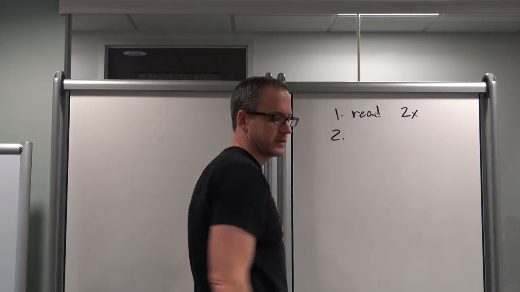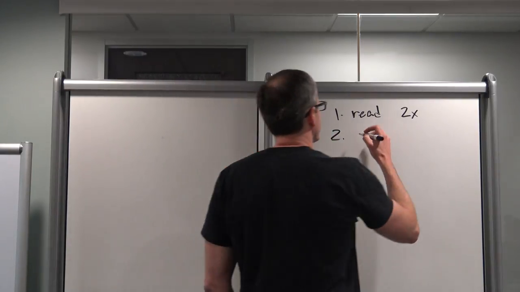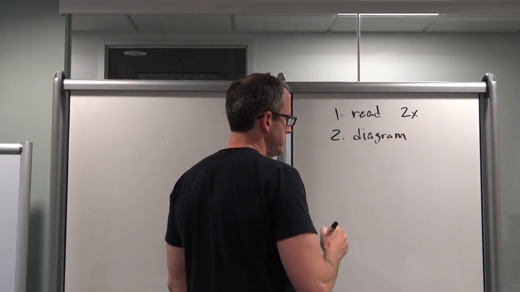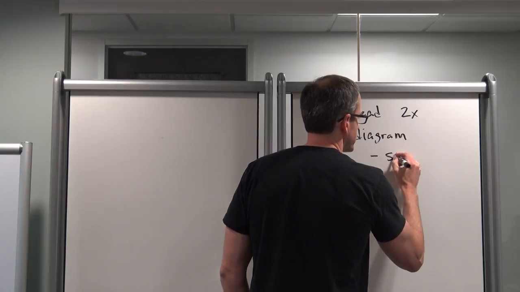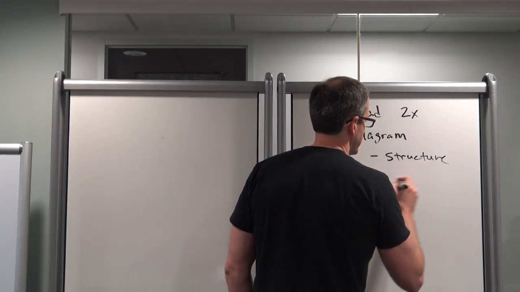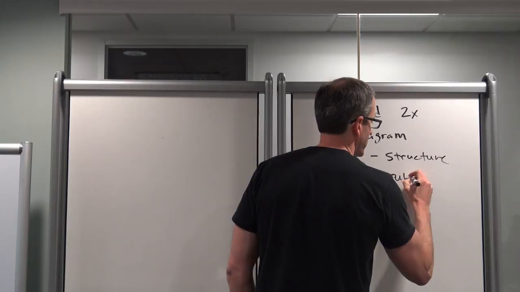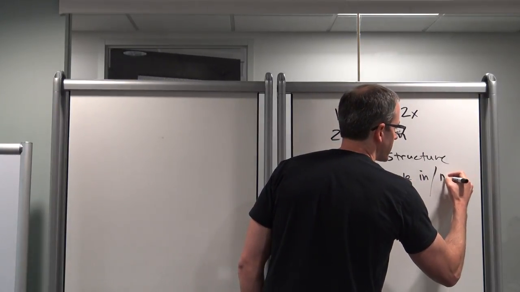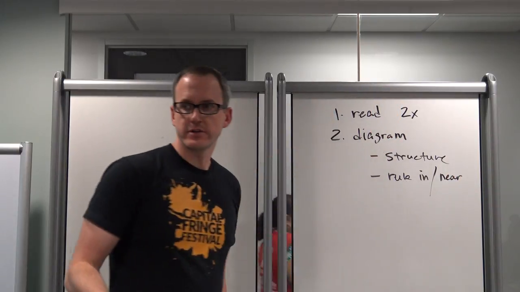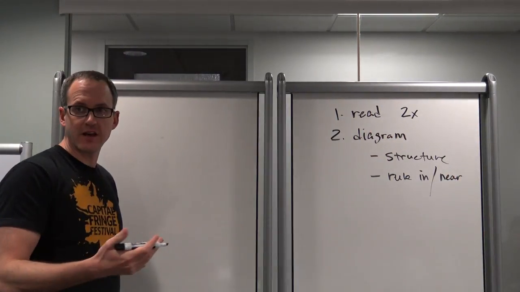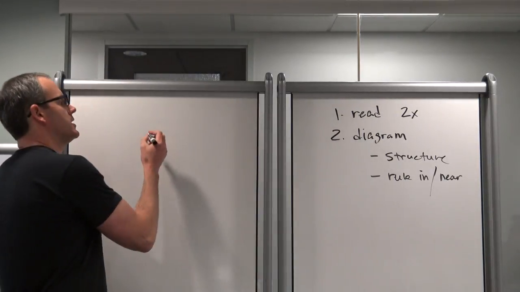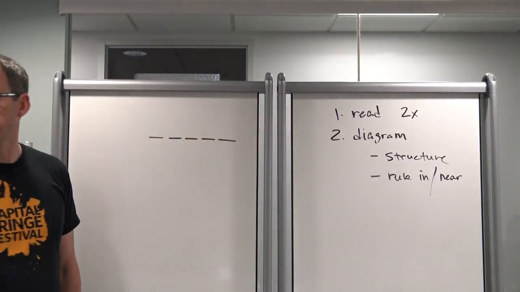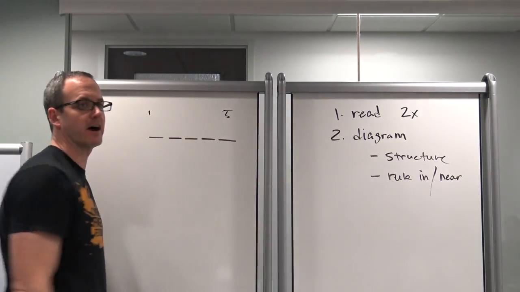Okay, so, next thing you're gonna wanna do is, after you're done reading, you're gonna wanna diagram. Now, there's your structure, right? And then there are the rules that go either in the structure or usually somewhere nearby the structure. So to give you an example, if you have an ordering game and they're asking you to order five people, my structure is 1, 2, 3, 4, 5. That's my structure, right? And here's slot 1, here's slot 5.